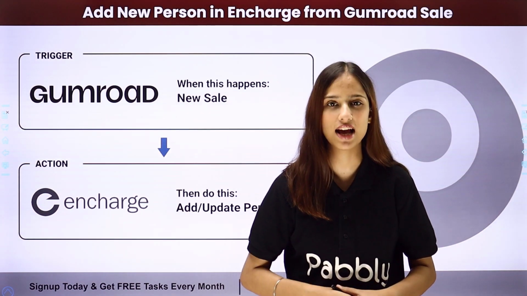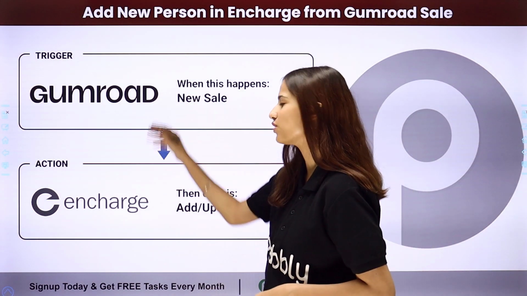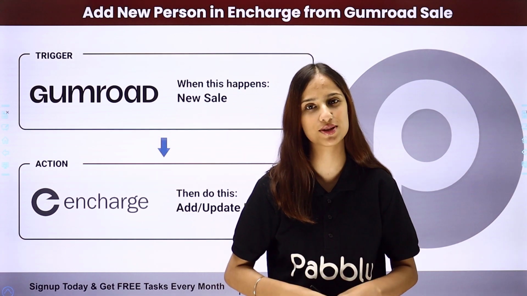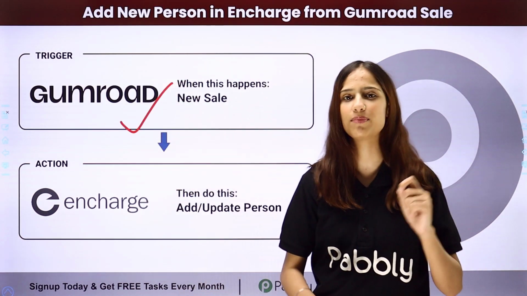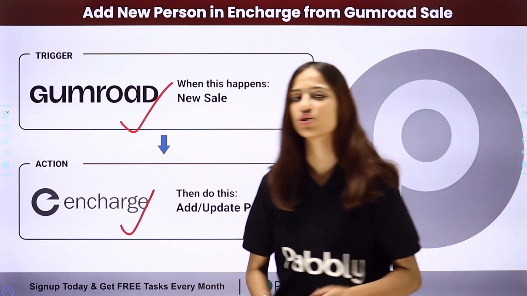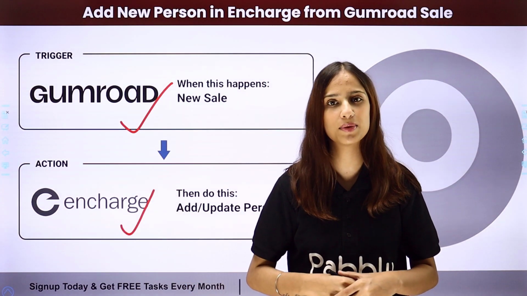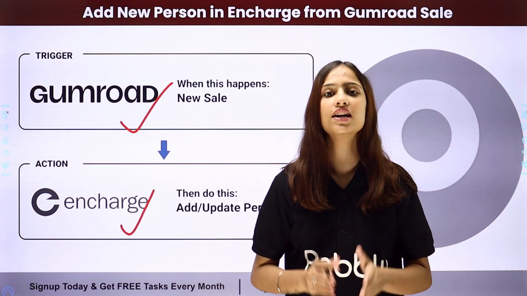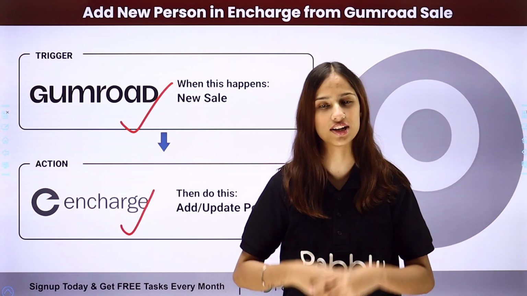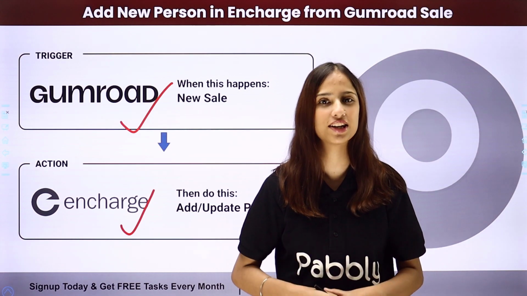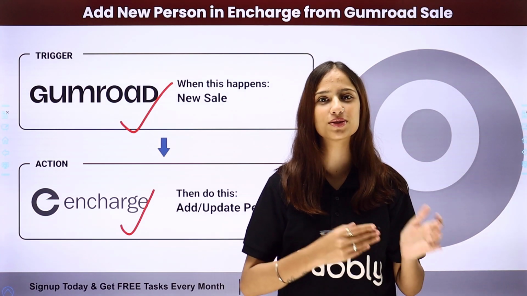So to do this, I will have to build an integration between these two applications, for which I will be using Pabbly Connect, where my trigger application will be Gumroad and my action application will be Encharge. So here, whenever a new purchase is made in my Gumroad account, then automatically the customer will be added as a person in Encharge. So to learn how I set up the integration between these two, follow me through the screen.